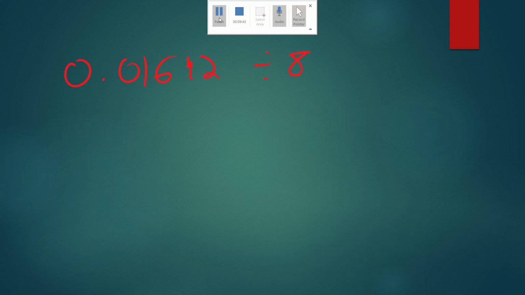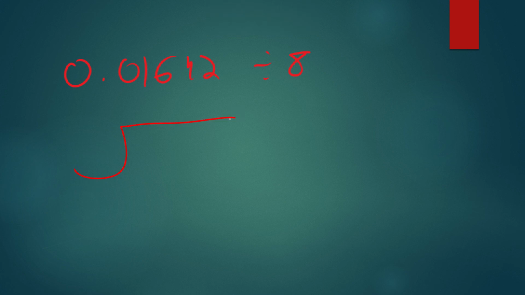We're going to do one more the long division way. So 0.01642 divided by 8. We have to ask ourselves how many times does 8 go into 0? 0 times. We put our decimal. We get 0 here. We're going to bring down our 0. We got another 0. 8 goes into 0, 0 times. Now we're going to bring down our 1. 8 goes into 1, 0 times. Once you do that, you're going to bring down your 6. And now we can get into actual division.